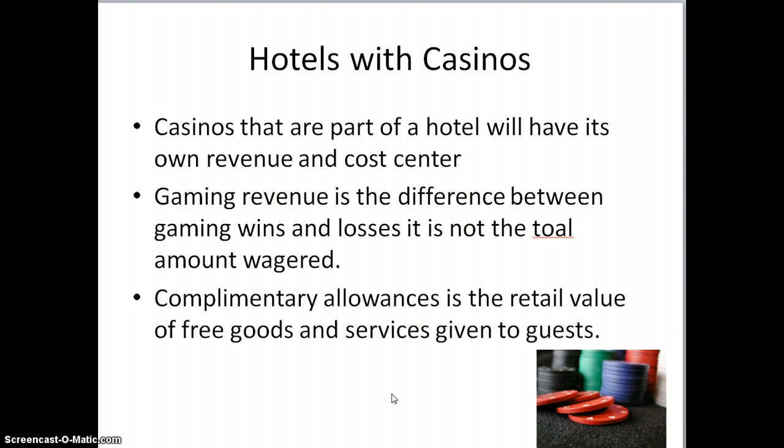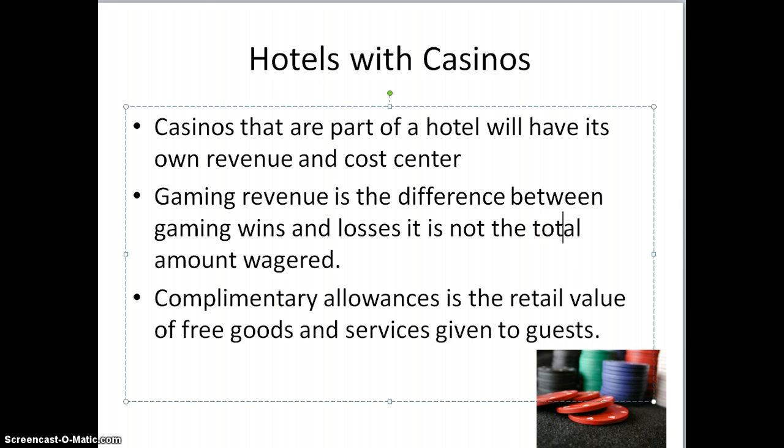Next, I want to have a word about hotels with casinos. Casinos are growing. More and more states are allowing casinos, and casinos that are part of a hotel will have its own revenue and cost center. You can kind of think about Vegas, and most of those hotels have large casinos in them. In fact, the casino is generally a more important revenue center than the room sales.